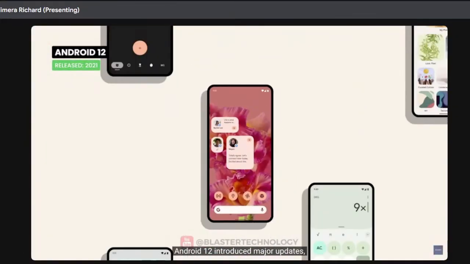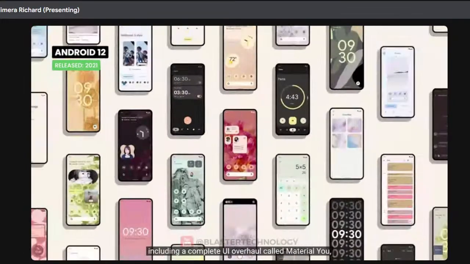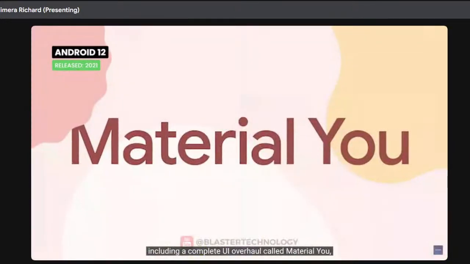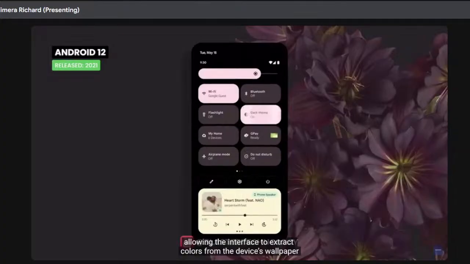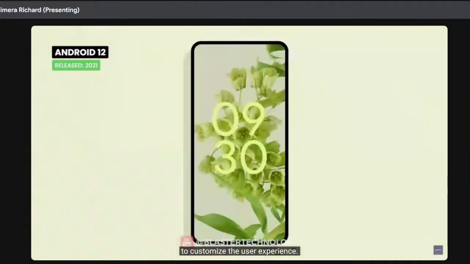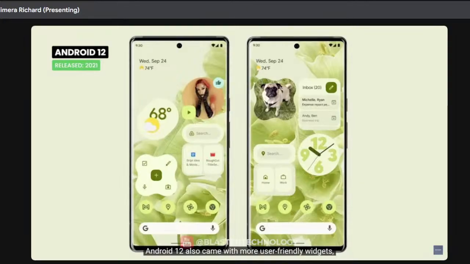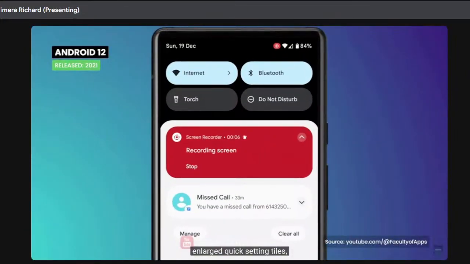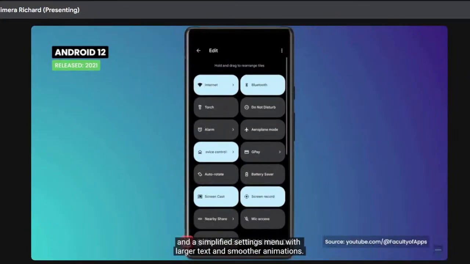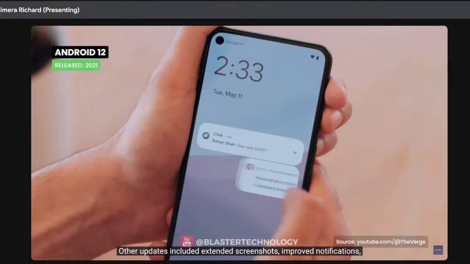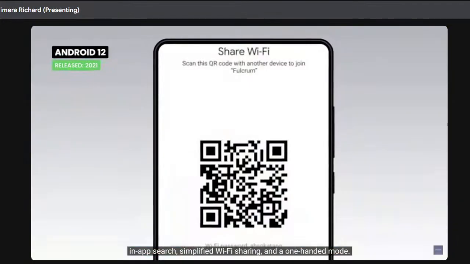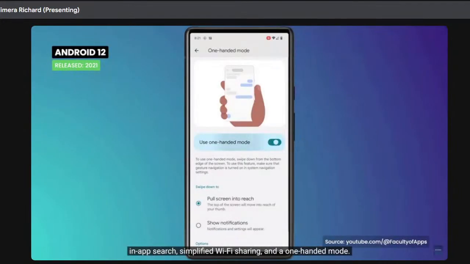Android 12 introduced major updates, including a complete UI overhaul called Material You, allowing the interface to extract colors from the device's wallpaper to customize the user experience. Android 12 also came with more user-friendly widgets, enlarged quick setting tiles, and a simplified settings menu with larger text and smoother animations. Other updates included extended screenshots, improved notifications, in-app search, simplified Wi-Fi sharing, and a one-handed mode.